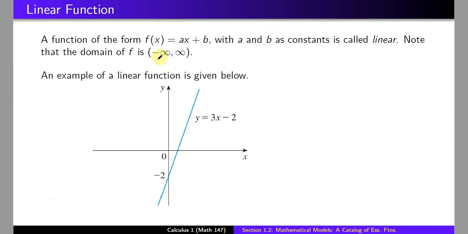So note that the domain is always going to be from minus infinity to infinity, regardless of the line. Well, I guess unless you had a vertical line, in which case you wouldn't have a function because it doesn't pass the vertical line test. Okay, so this is an example of a linear function.